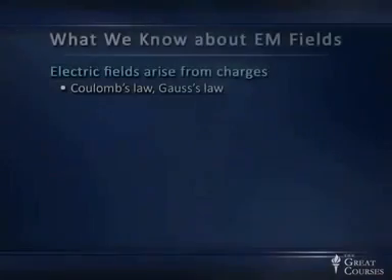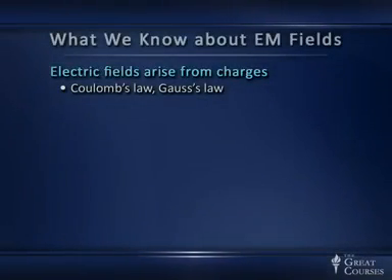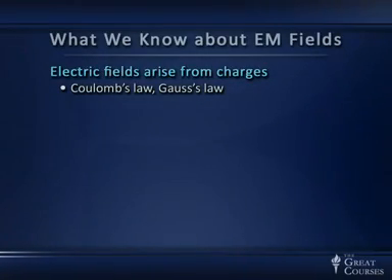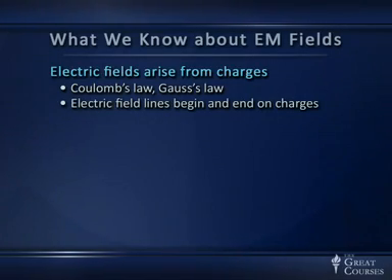Implicit in everything we've said about fields are actually four fundamental and different statements about how electric and magnetic fields behave. So what do we know about electromagnetic fields? We know, first of all, that electric fields arise from charges. Coulomb's law and its geometrically very different but equivalent law, Gauss's law, tell us how electric fields arise from charges, and they tell us in particular that electric field lines begin and end on charges.